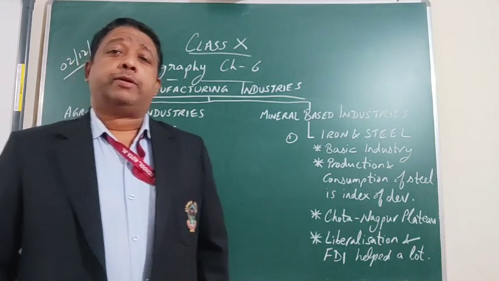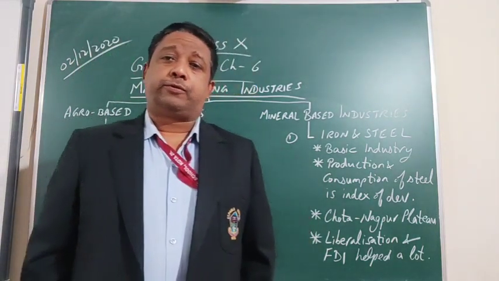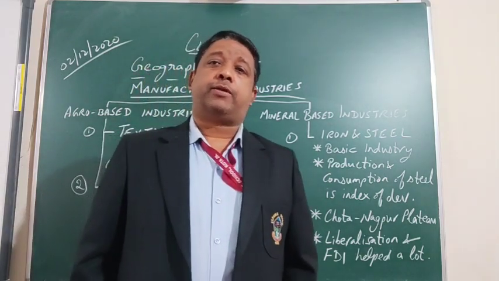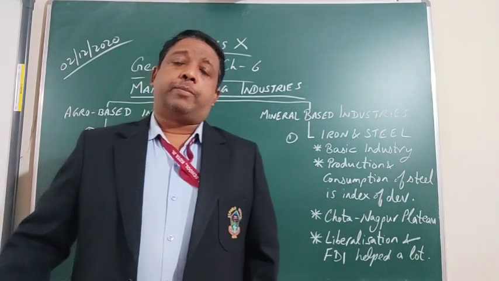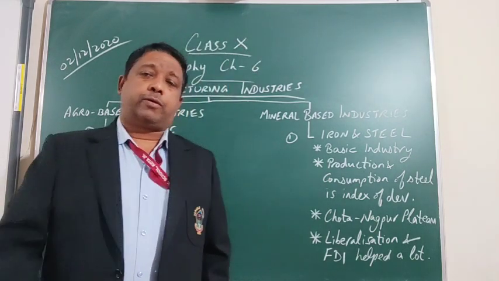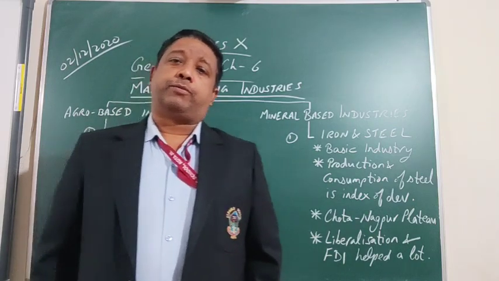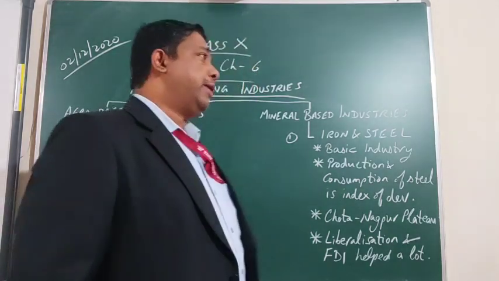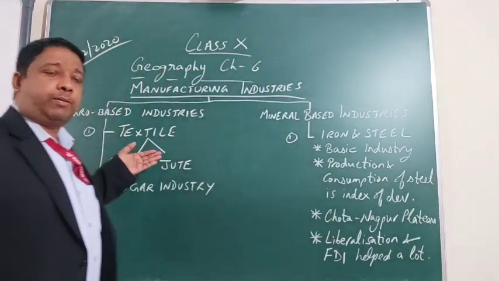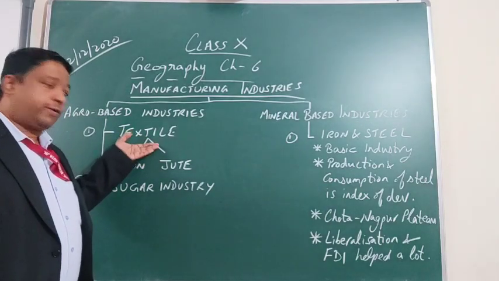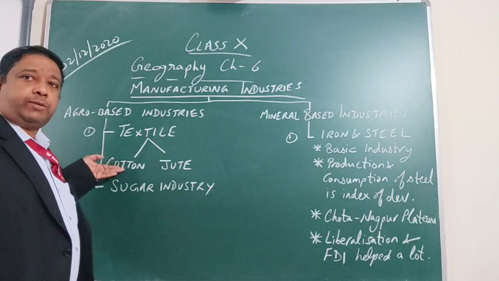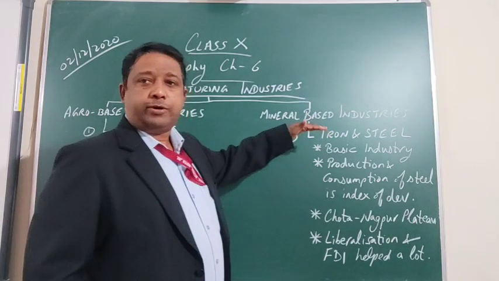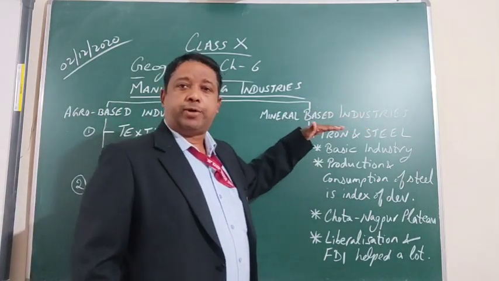Okay, we were doing chapter 6, manufacturing industries. Until now, what we have learned from this chapter is that industries can be classified on the basis of many things, and just now, according to the source of raw materials, we were doing the industries as agro-based industries and mineral-based industries. In agro-based industries, we have already done the textile industry as well as the sugar industry. In the textile industry, we did cotton textile and jute textile. This is done. Then we started with the mineral-based industries. Those industries get their raw material from minerals.